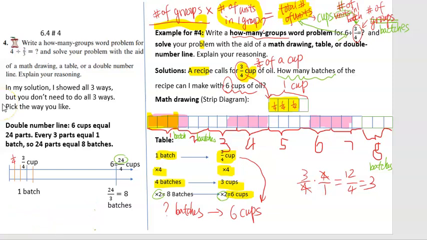Now all we have to do is figure out how many batches. Remember, every 3 parts make a batch, and we have a total of 24 parts. So you divide by 3, which gives us 8. 24 divided by 3 gives us 8 batches. Okay, so that's the double number line method. Again, you don't have to do all 3 methods. I'm explaining all 3 methods to you, but you only need to do one of them.